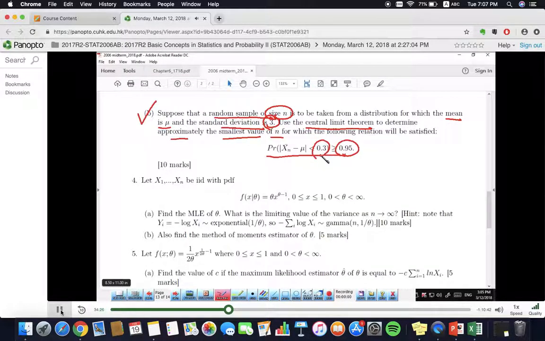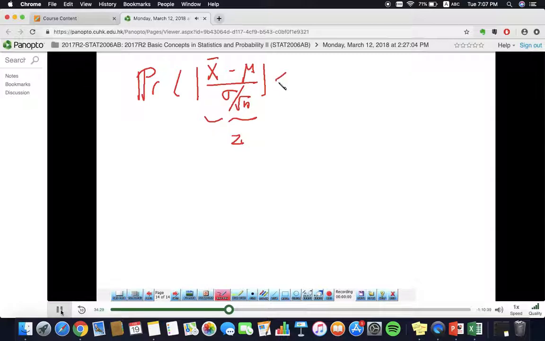We try to rescale the random variables. So we have X bar minus mu, divided by sigma over square root n, as expected. That would be our standardized normal random variable. For the right hand side, less than 0.3 over sigma square root n. We would like to keep this probability to be at least 0.95.